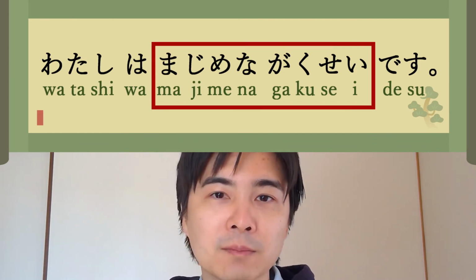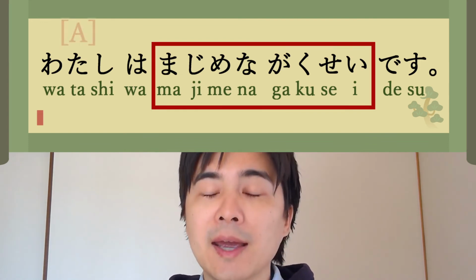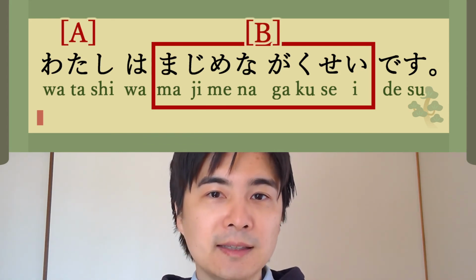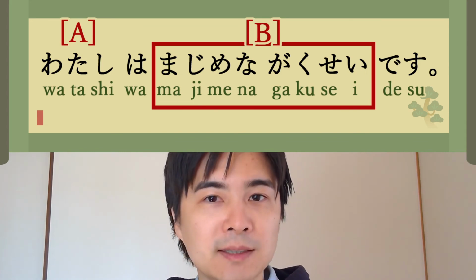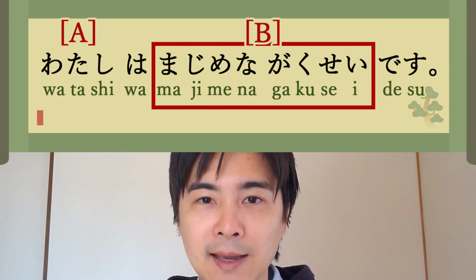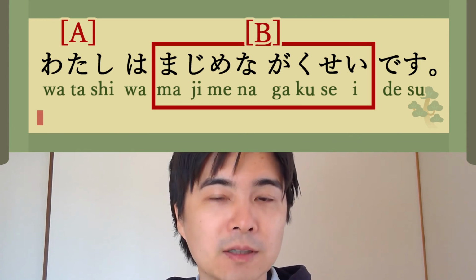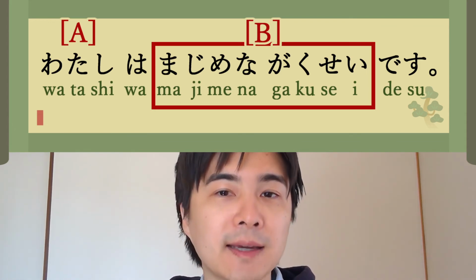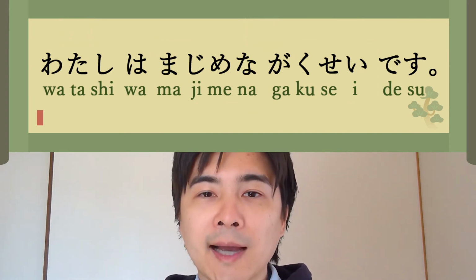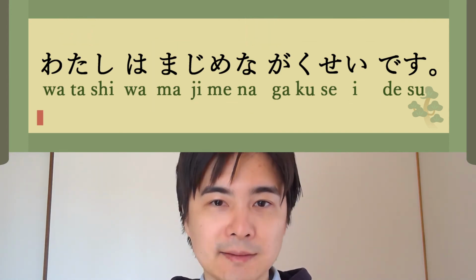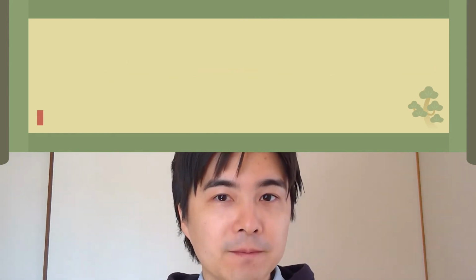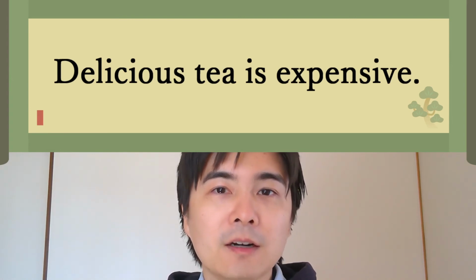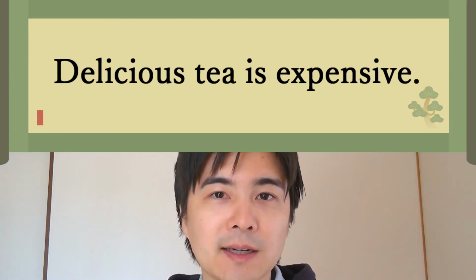And this sentence follows the most basic sentence structure. A は B です。In this case, A is 私 and B is 真面目な学生. So I am an earnest student is 私は真面目な学生です。Question 5. Delicious tea is expensive. Please translate this into Japanese.